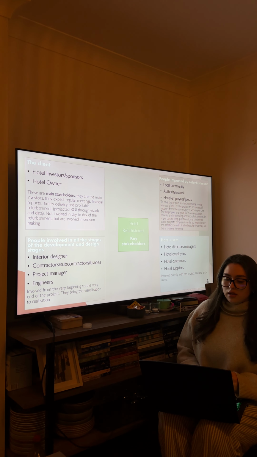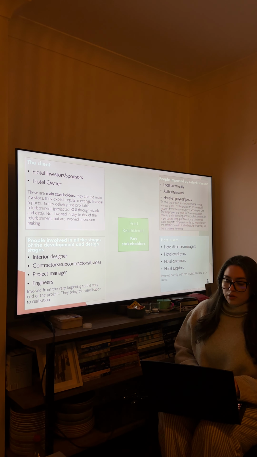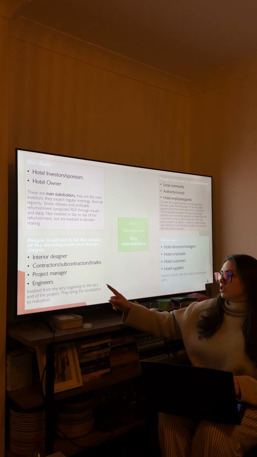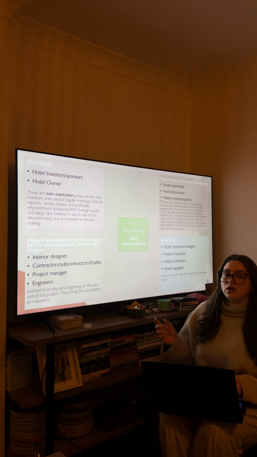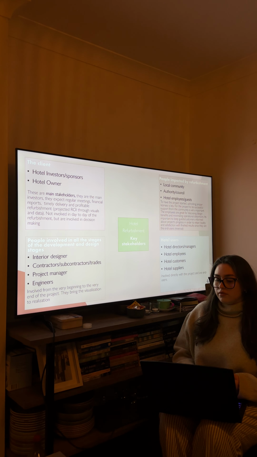So the client, the hotel owner, and the investment or the sponsors, they are main stakeholders, and they are main investors. So they expect regular meetings, financial reports, timely delivery, and ROI with visuals and data. So they're not involved in the day-to-day of the refurbishment, but they're involved in the decision making. So when it comes to people that are involved with all the stages, that would be the interior designer, contractors, subcontractors, trades, project manager, and engineers. They're involved from the very beginning to the very end of the project, and they're the ones who bring the visualization into realization.